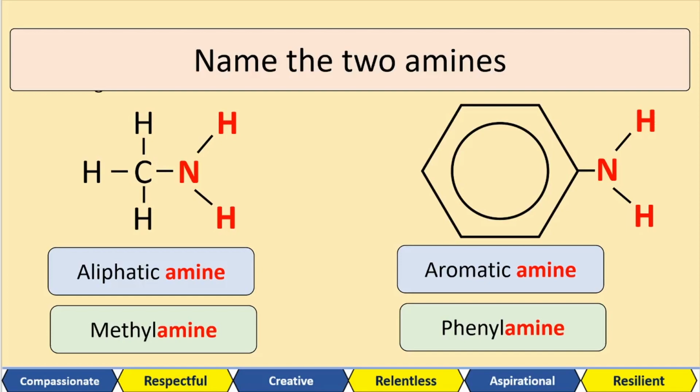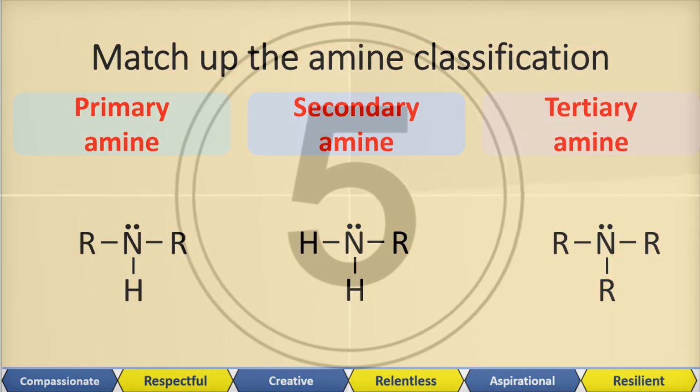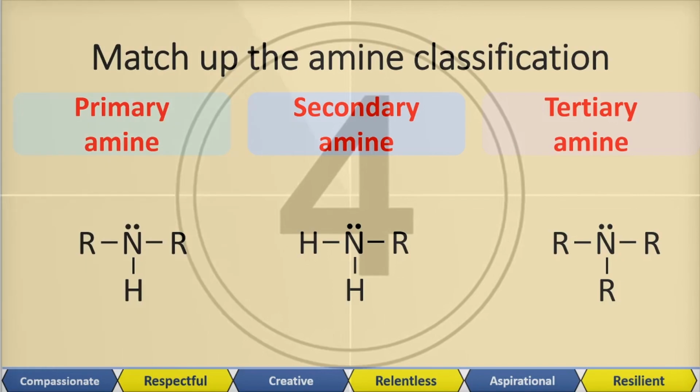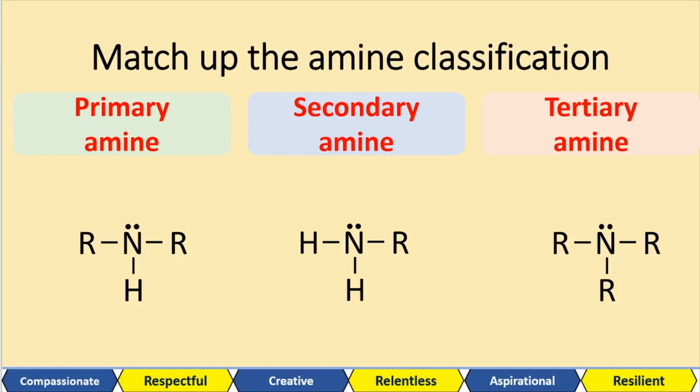We also need to be able to classify the different amines that we have. We can either have a primary, secondary, or a tertiary amine. See if you can match up which one here is representing the primary, the secondary, and the tertiary amine. In the primary amine, only one of the hydrogens has been replaced. So that's a primary amine. We've got 1 R group there.